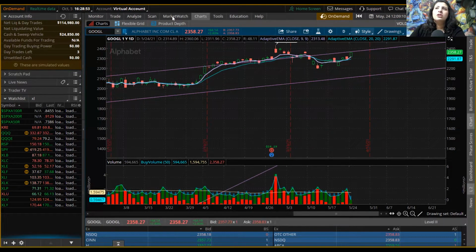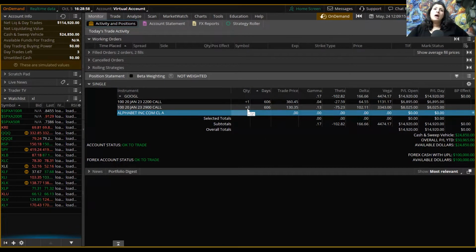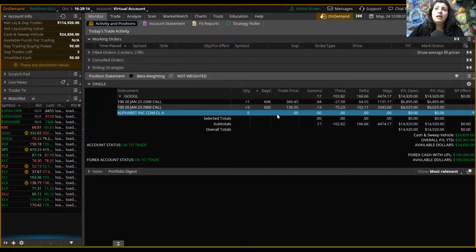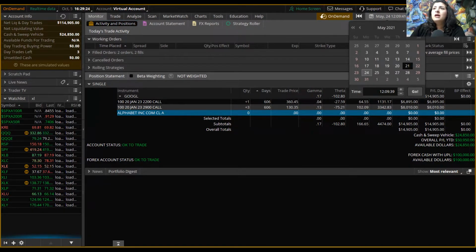Let's see on the monitor tab how much money. Wow. So our long call that was out the money is now worth $8,000, and our long call that was at the money is now worth $6,800. Now, remember when we got in, these were approximately the same price. So now let's keep going. Let's just come all the way forward and see.